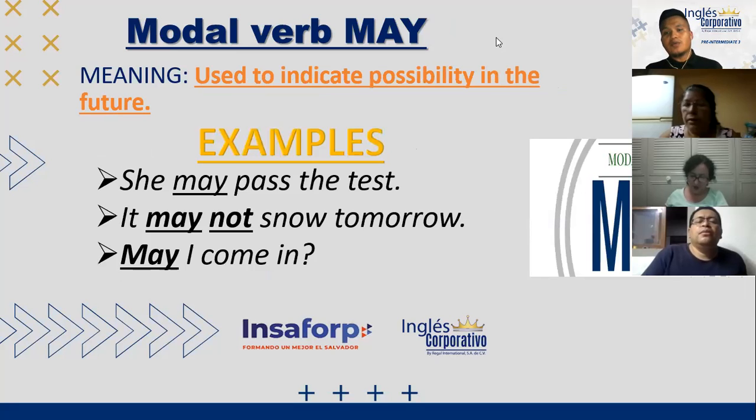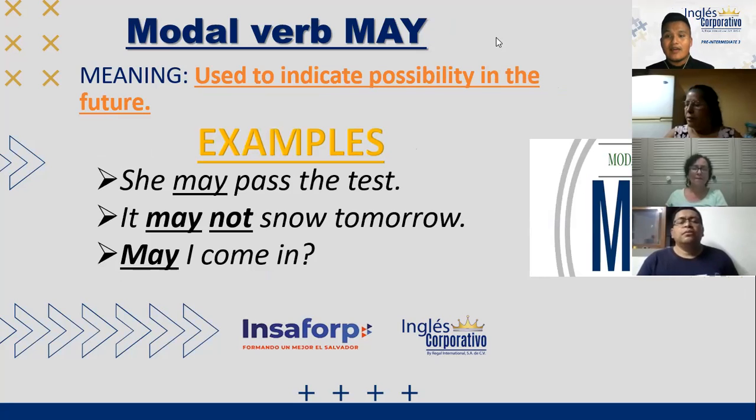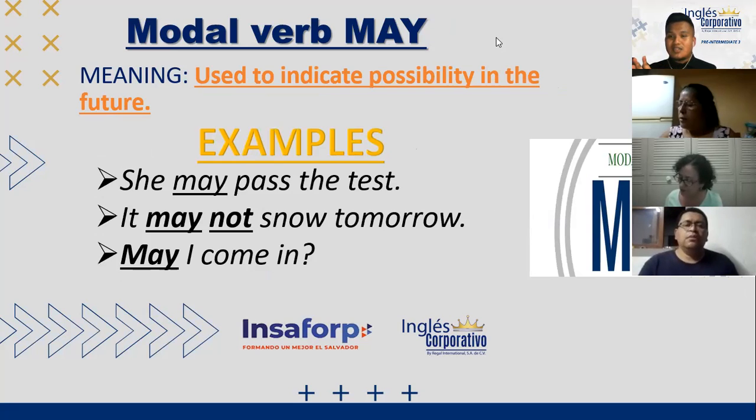So here we have the next modal verb. We have May. May, como el mes, like the month, yes? May. This modal verb is used to indicate also a possibility in the future. But do not get confused on could and may.